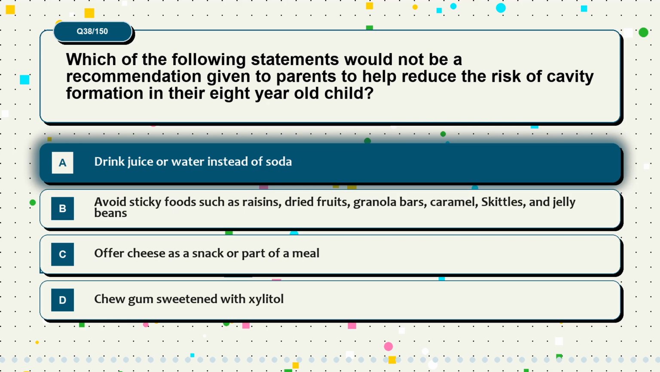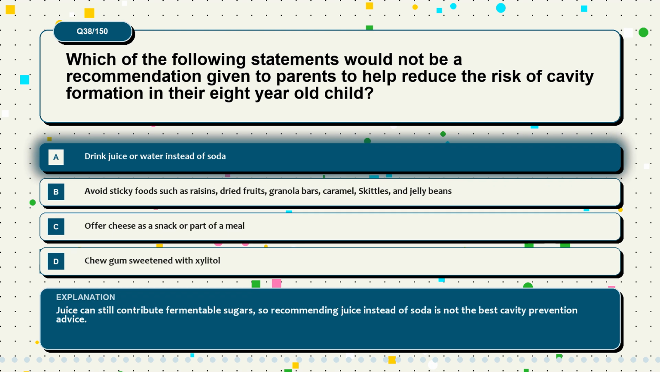The correct answer is option A, drink juice or water instead of soda. Juice can still contribute fermentable sugars, so recommending juice instead of soda is not the best cavity prevention advice.